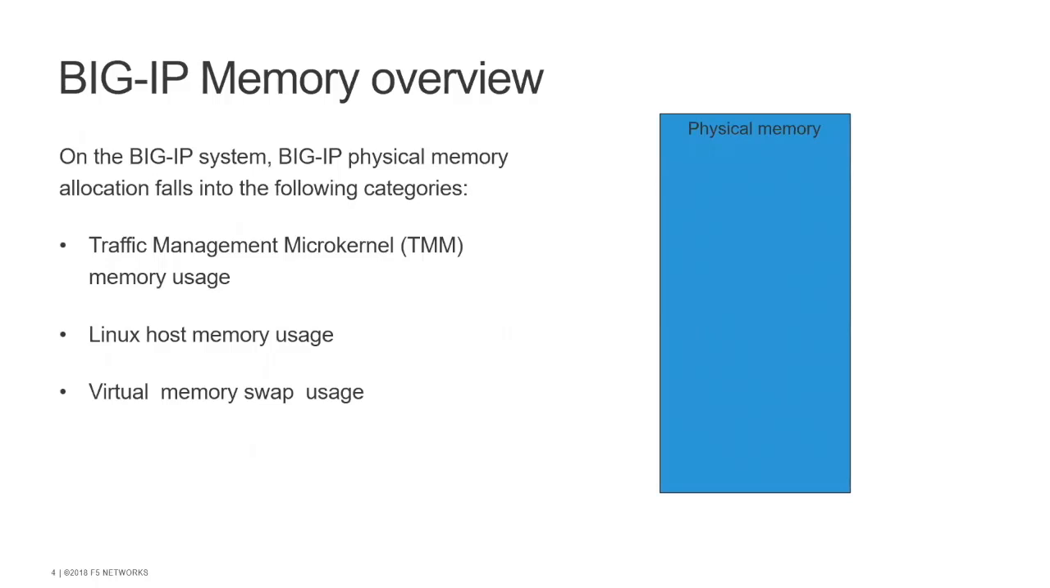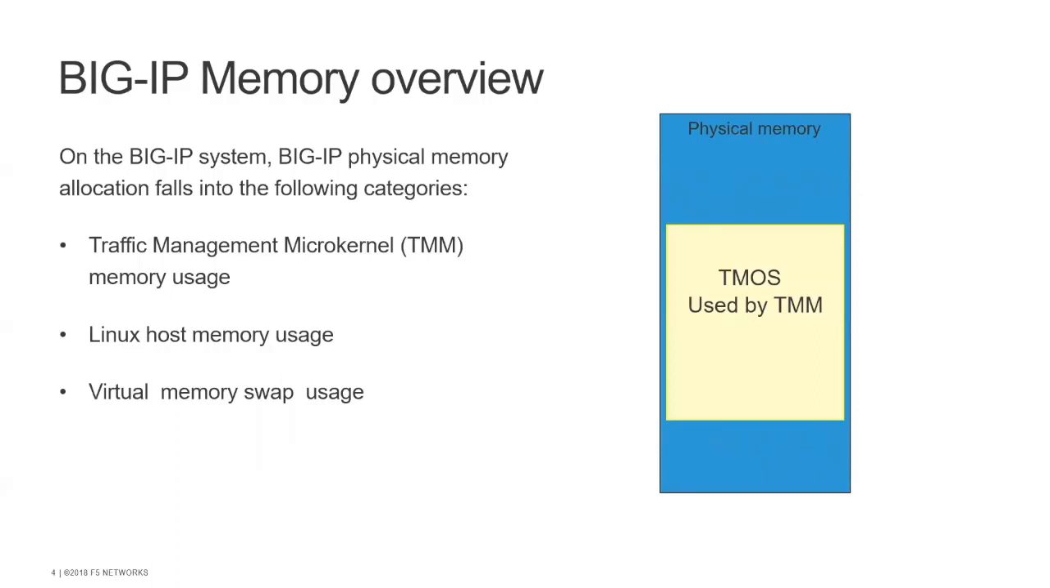When administering a BIG-IP system, it is important to understand how the system allocates memory. In general, the BIG-IP memory usage falls into the following categories: the Traffic Management Microkernel, the TMM memory usage, the Linux host memory usage, and swap usage.